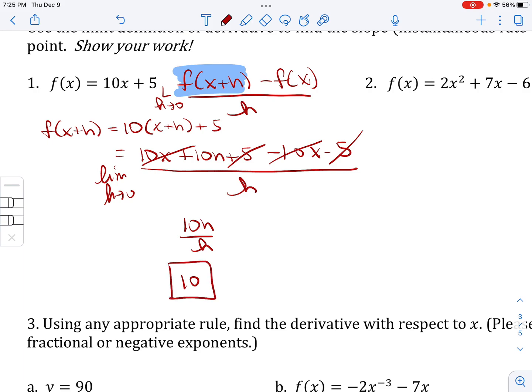And that makes a lot of sense, because remember the derivative is the slope of the line at any point. And so the slope of this line at any point is obviously going to be 10, because it's a line.